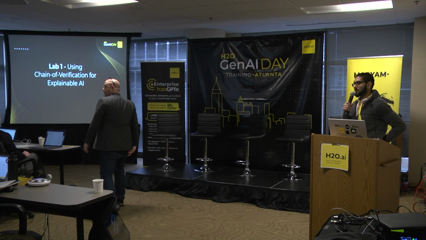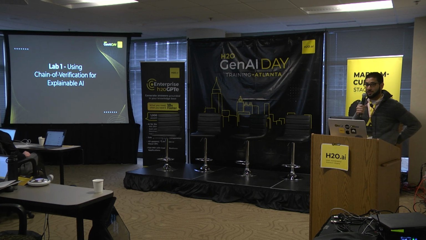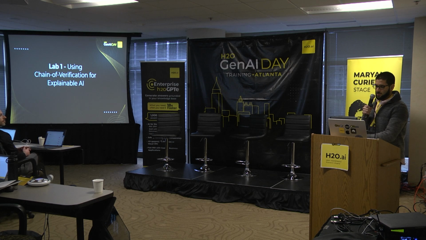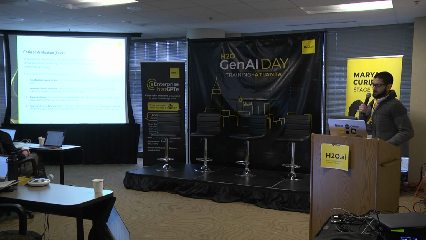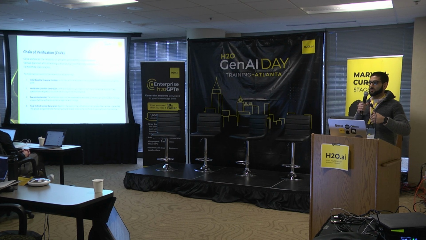Yeah, so today I'll be talking about a method known as chain of verification for explainable AI. So essentially what chain of verification is trying to do is just improve the accuracy of LLMs by avoiding hallucinations. So what it does is it systematically verifies its result with itself, basically. It's kind of debugging itself.